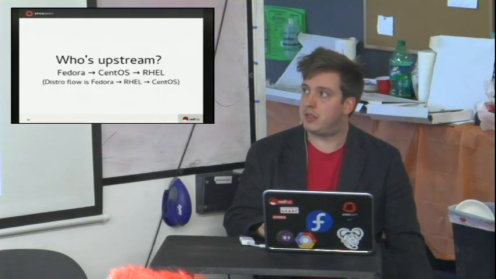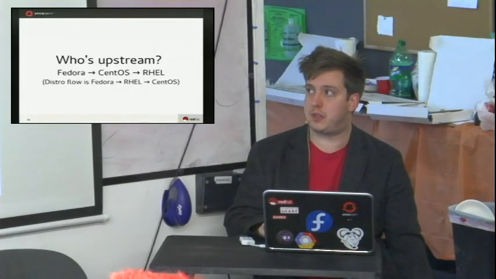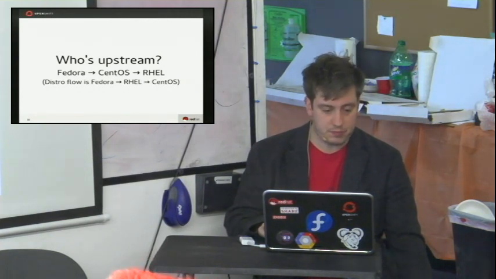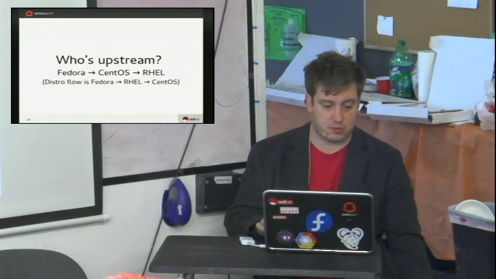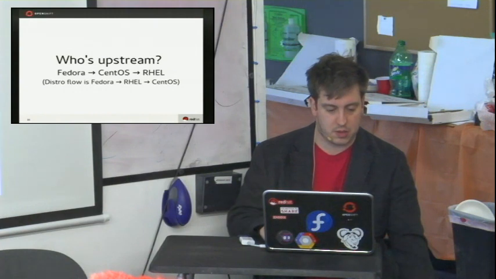Upstream for Atomic is different from RHEL. In the Atomic space, they have proposed what they're calling the 2-4-6 model, where there's a new spin of Fedora Atomic every 2 weeks, a new spin of CentOS Atomic every 4 weeks, and a new spin of RHEL Atomic every 6 weeks. Again, contrasted to where the normal distro flow is Fedora into RHEL into CentOS.